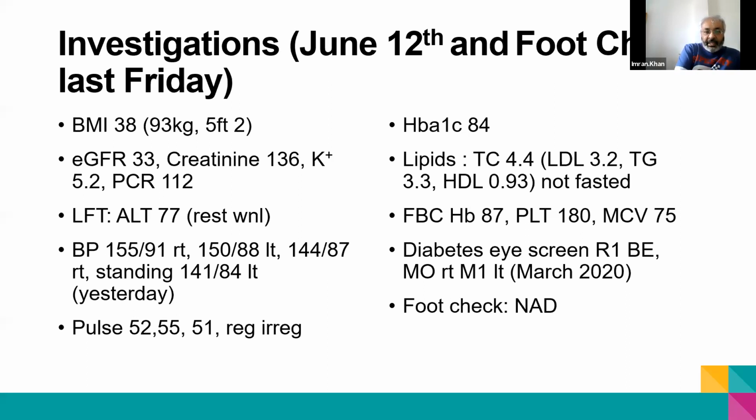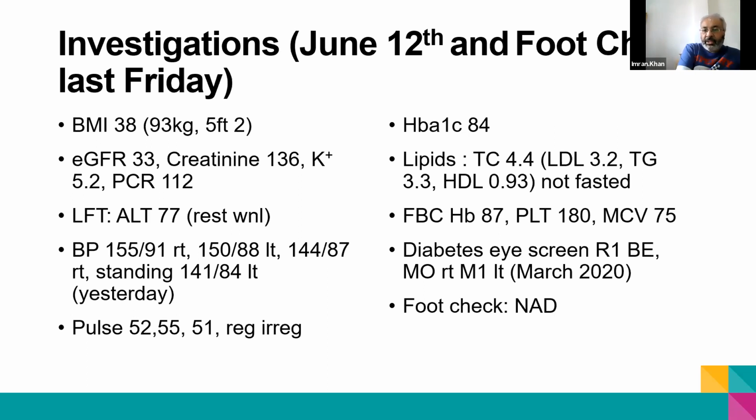Their blood pressure taken in clinic was 155/91 right side, then 150/88 on the left side. Then the third reading was 144/87 back on the right. And then standing, their blood pressure was 141/84 done in the left arm. Pulse is averaging around the early to mid-50s, and is regularly irregular.